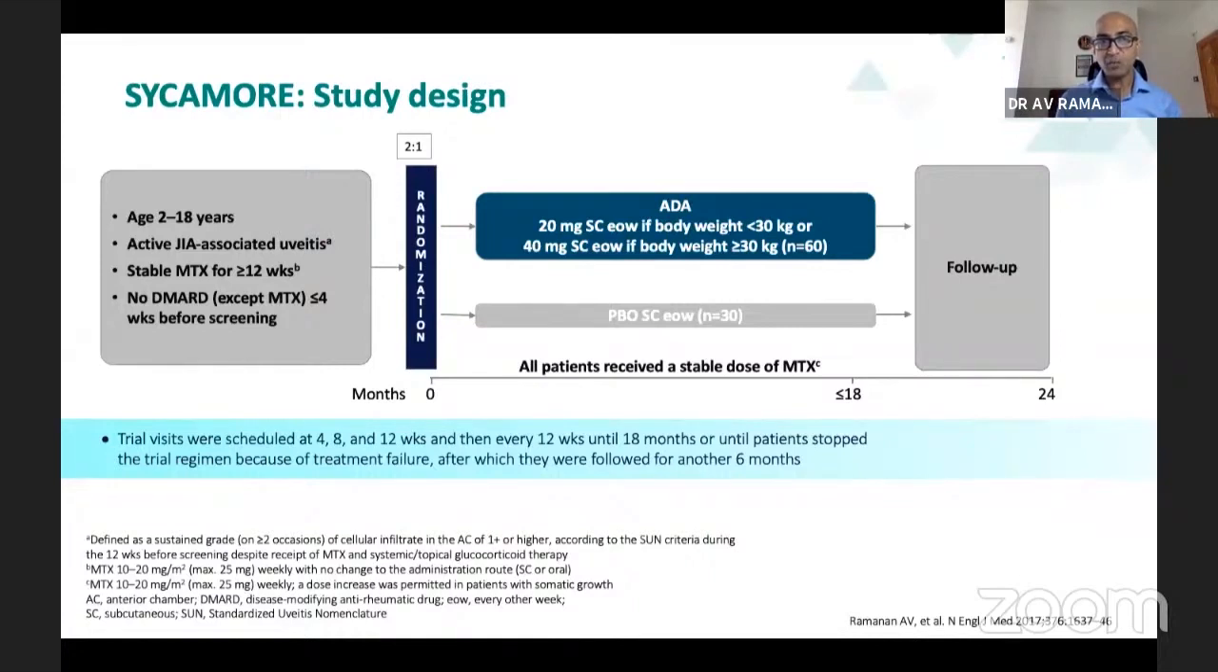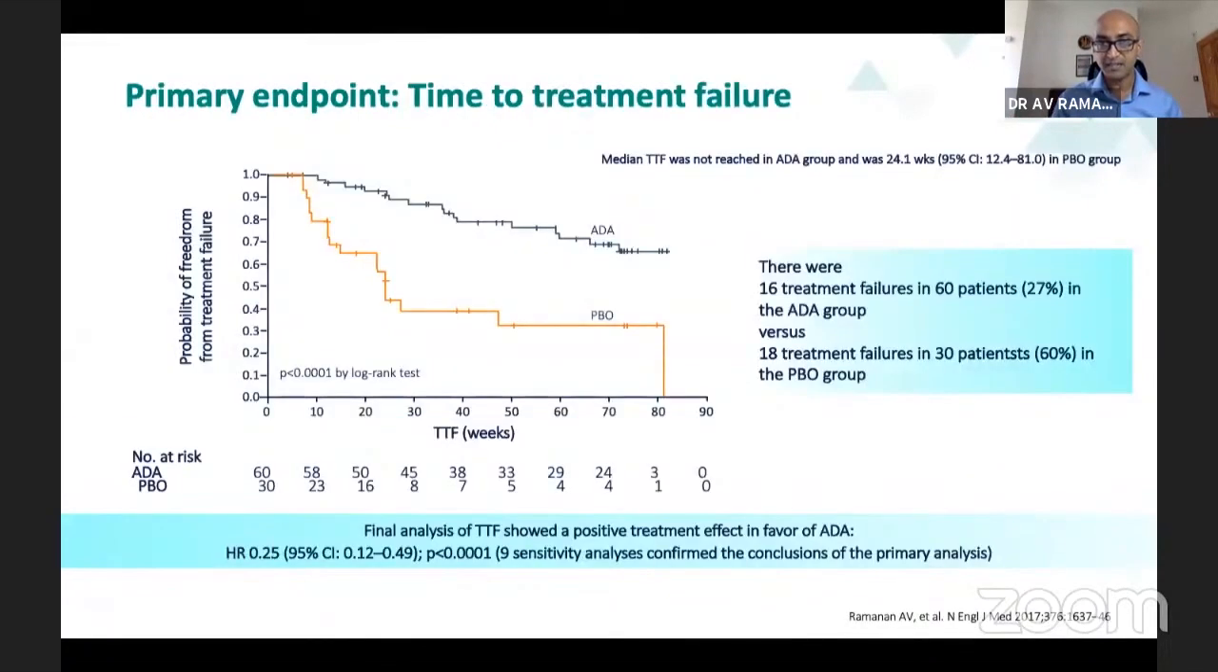So we took children between the ages of 2 to 18 who had active JIA-associated chronic anterior uveitis. They must have been on methotrexate for at least 3 months, and they shouldn't have changed the dose of methotrexate for the last 4 weeks. And we gave a fixed dose of 20 milligrams if you're less than 30 kilos every 2 weeks, and 40 milligrams if you're more than 30 kilos. And we continued with a placebo. We followed them up for a period of 18 months, unless they had a significant flare, in which case they were unblinded and exited the study.